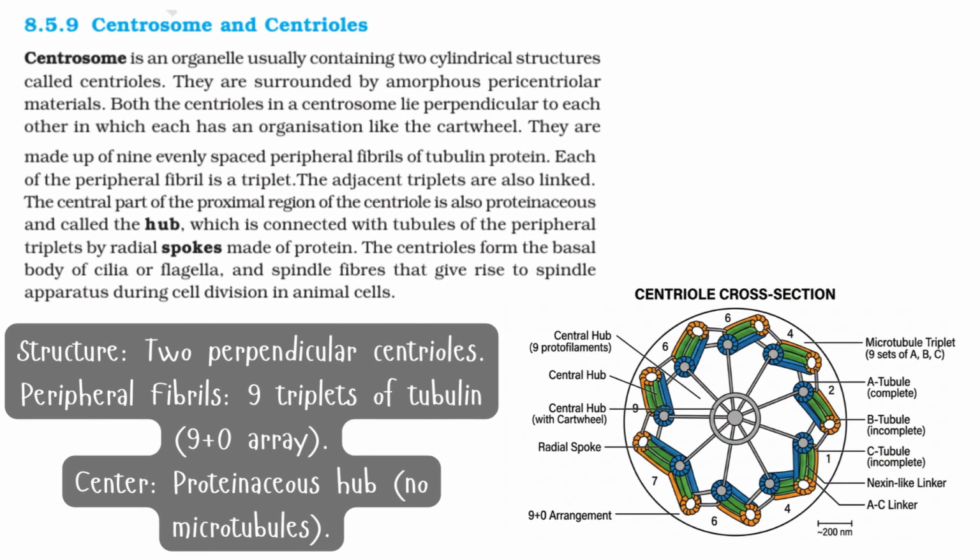Let's start with the centrosome and its two perpendicular centrioles. Each centriole has an organization like a cartwheel. The outer ring is made of 9 evenly spaced peripheral fibrils of tubulin protein. But here is a key detail. Each peripheral fibril is a triplet, unlike the doublets we saw in cilia and flagella array. These centrioles form the basal bodies of cilia and flagella and organize the spindle apparatus in animal cells during division.